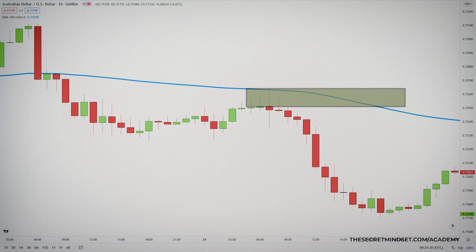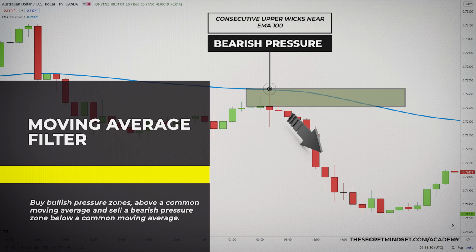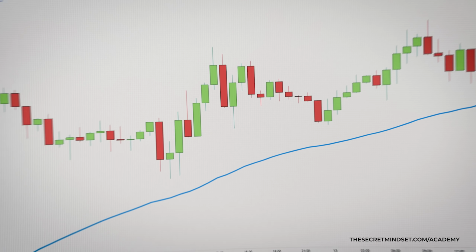During ranges, moving averages lose some of their validity, but during trending markets, you'll see that those moving averages will work very accurately. So try to buy bullish pressure zones above a common moving average and sell a bearish pressure zone below a common moving average.